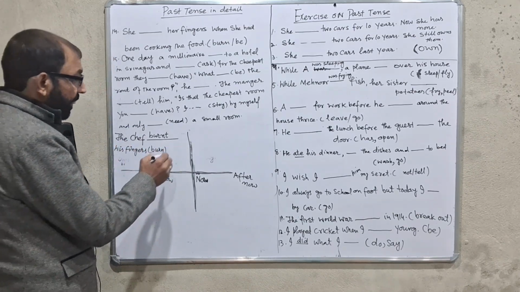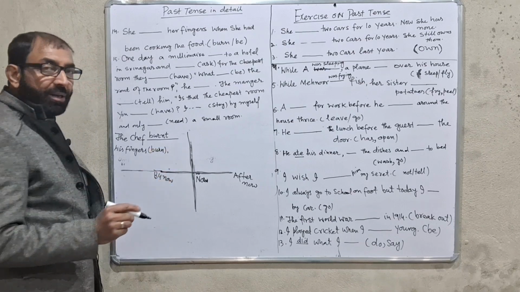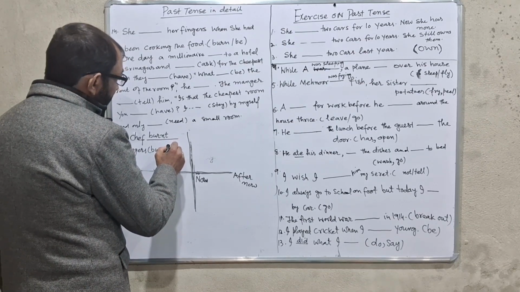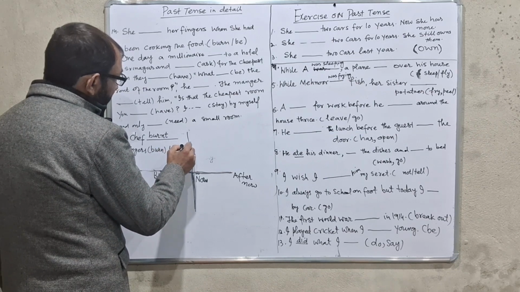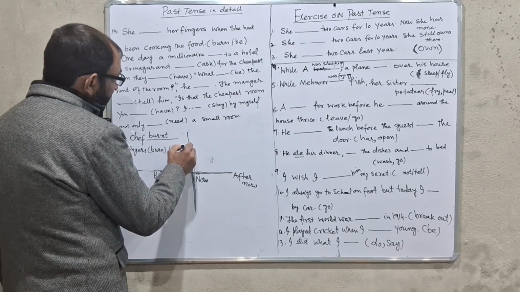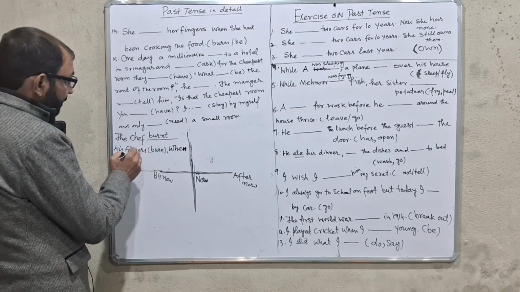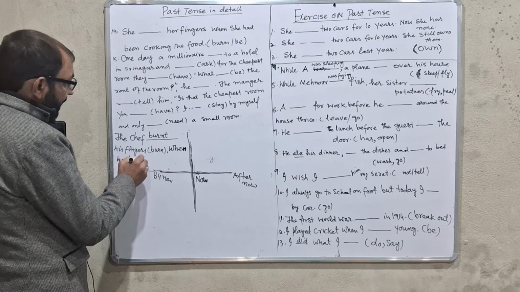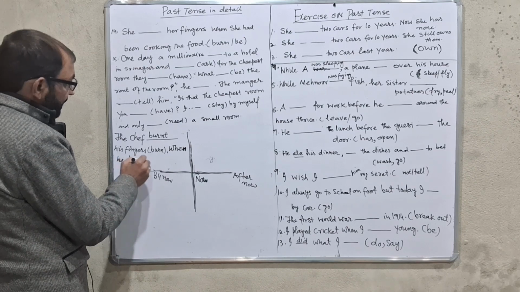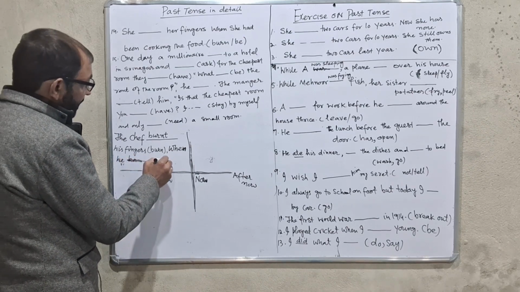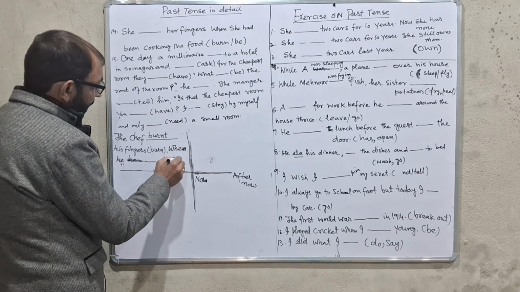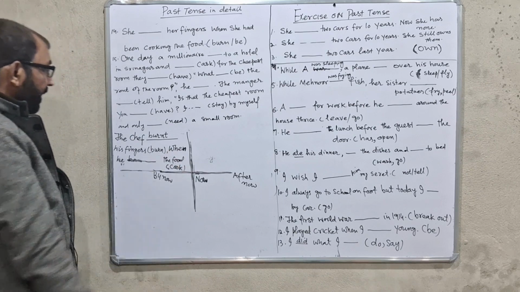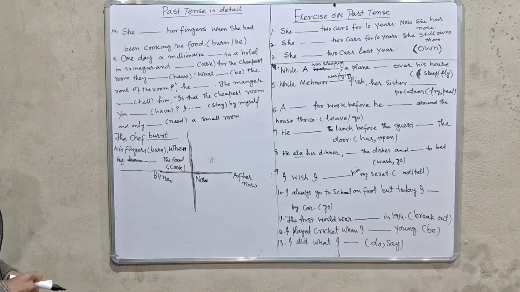But when? Question to be answered: when? The clause indicator will answer your question. When? He ---- the food. The verb is cook. The chef burnt his fingers.